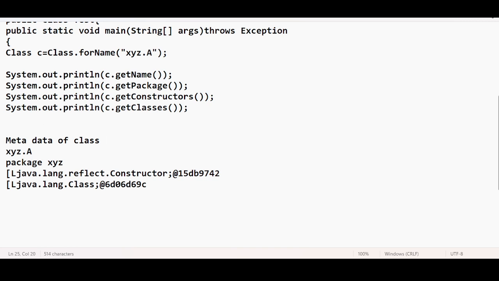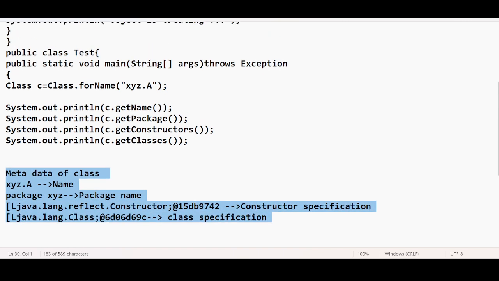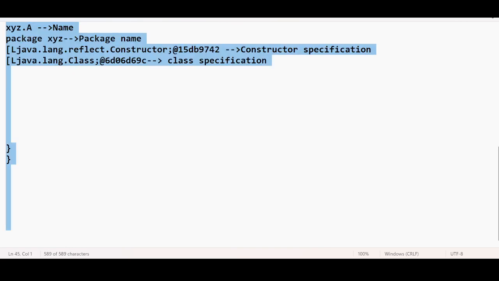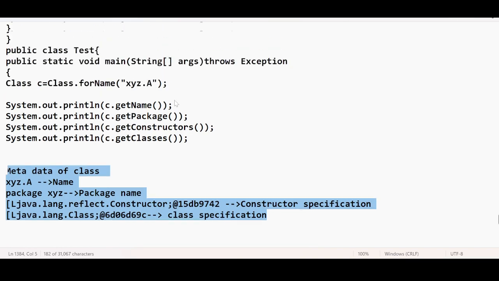Data of class. So this is the name, this is the exact package name, this is the constructor specification, and this is the class level specification. These things are called metadata of a class. You will get all the metadata of a respective class with the help of this forName method. First, you will be able to load the bytecode to the memory, and if you want to get metadata like the name of the loaded class, name of the package, name of the constructor, name of the classes inside the package, you will go for these individual methods. This is representing the metadata of the respective class. Let me include this. So this is the metadata.